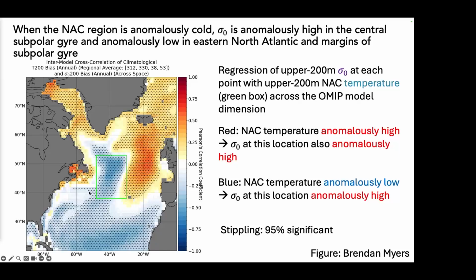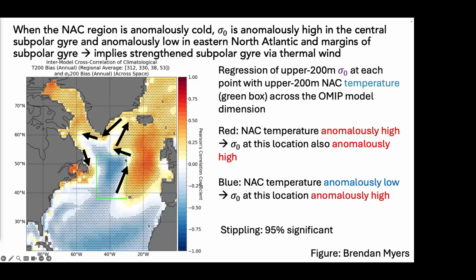Now that we have the anomalous density in this region, we can infer via thermal wind what the circulation associated with a cold bias is. This is telling you that if you've got a cold bias in this region in the North Atlantic current, this is associated with an anomalous circulation in that direction. That really follows the outlines of the subpolar gyre, doesn't it?